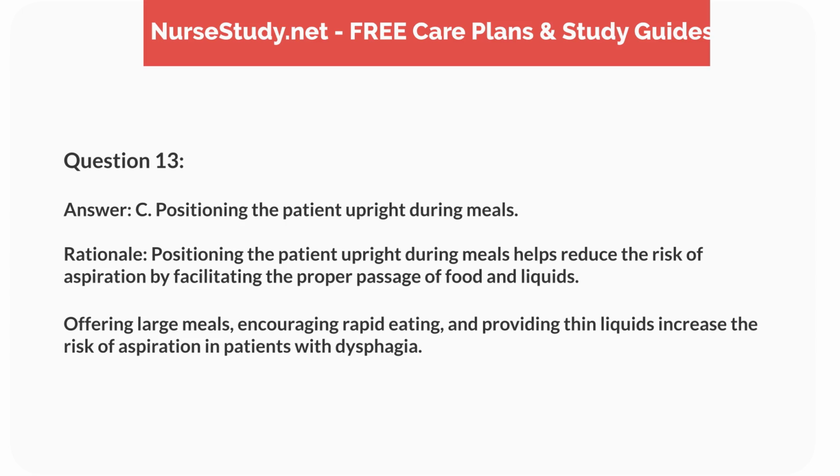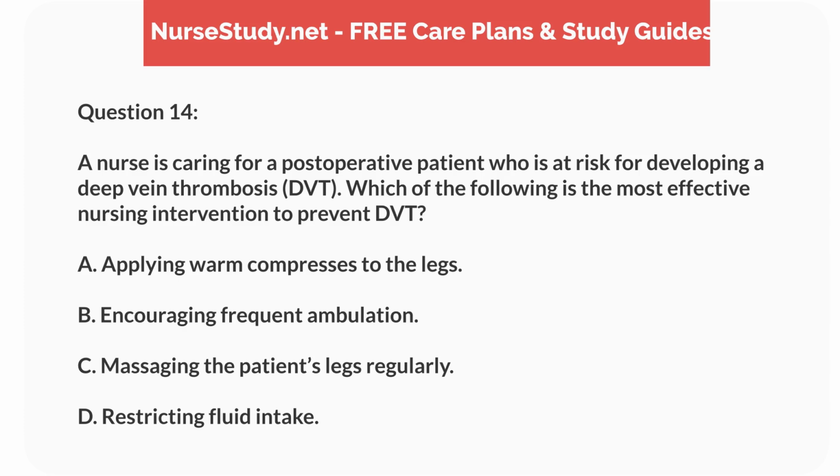Rationale: positioning the patient upright during meals helps reduce the risk of aspiration by facilitating the proper passage of food and liquids. Offering large meals, encouraging rapid eating, and providing thin liquids increase the risk of aspiration in patients with dysphagia.